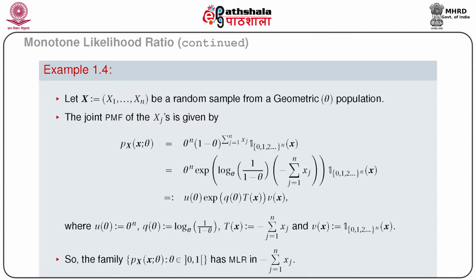We consider our fourth example. Let x1, x2, ..., xn be a random sample from the geometric distribution with PMF P(x;θ) = θ(1-θ)^x. Here the joint PMF of x1, x2, ..., xn is given by P(x;θ) = θ^n (1-θ)^(Σxi), which equals θ^n times exp(log(1-θ) · Σxi). If we set u(θ) = θ^n, q(θ) = log(1-θ), T(x) = Σxi, and h(x) = 1, then P(x;θ) has MLR in T(x), which is equal to Σxi.